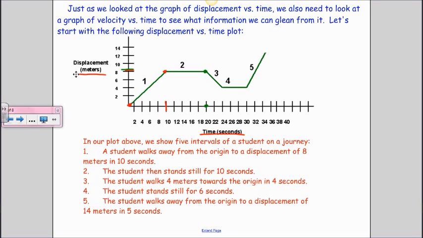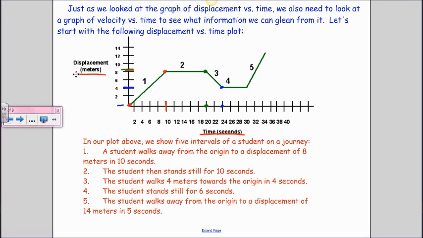Part 3 tells us the student walks 4 meters toward the origin in 4 seconds. Remember, the origin does not mean the origin on the graph here. It means the starting point. So instead of moving up away from 0 here, we're going to move back down 4 meters. So we move from 8 to 4. And how long did it take? 4 seconds. So that goes to 24 seconds right here. That's part number 3.